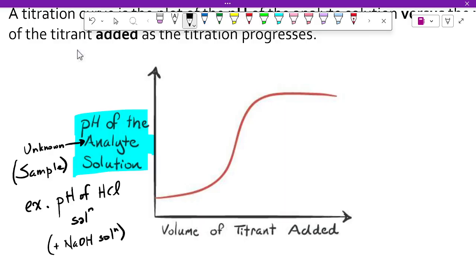Okay, and then the volume of titrant added, that's going to be the volume of NaOH added. I don't know why I put that in brackets. Let me get rid of that bracket. That makes no sense. Okay, so the analyte HCl, we add NaOH to it, and you'll see the pH goes up. But it doesn't go up in just any shape. It goes up in what kind of a shape would you call that? What letter does it look like? Looks like an S.